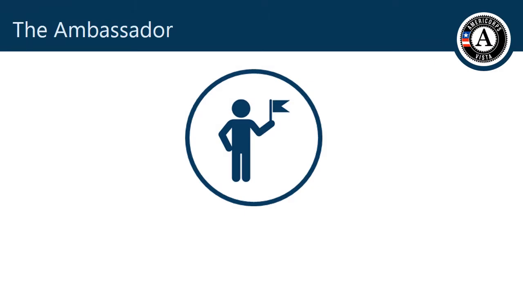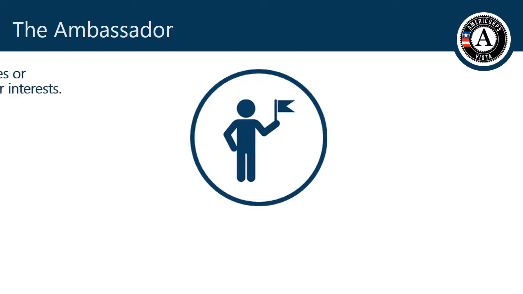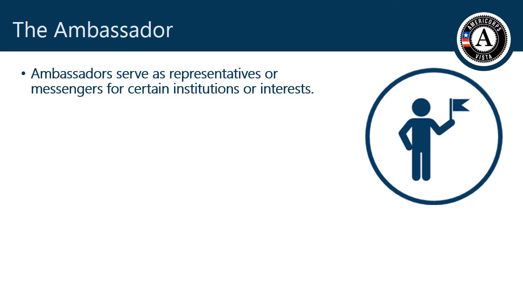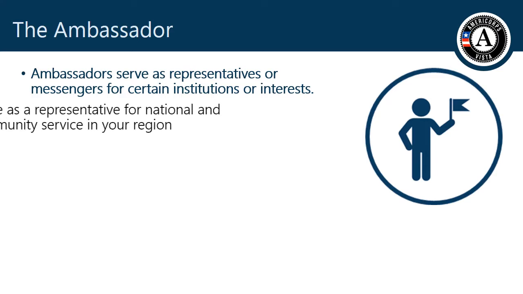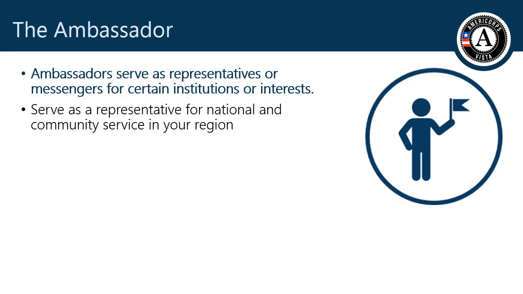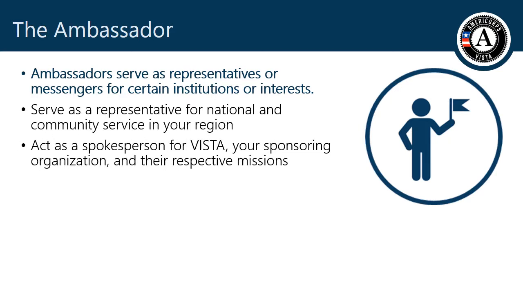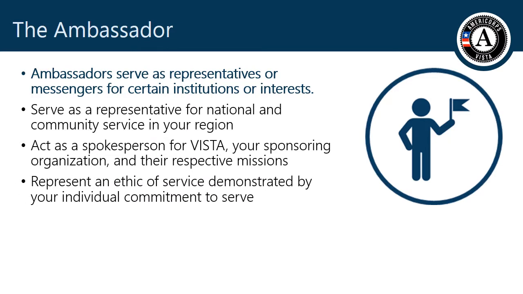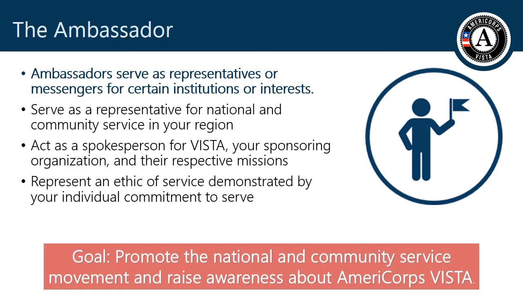The first VISTA Leader role we will discuss is the ambassador. Ambassadors serve as representatives or messengers for certain institutions or interests. So, as a VISTA Leader, you'll serve as a representative for national and community service in your region. Act as a spokesperson for VISTA, your sponsoring organization and their respective missions, and represent an ethic of service demonstrated by your individual commitment to serve.